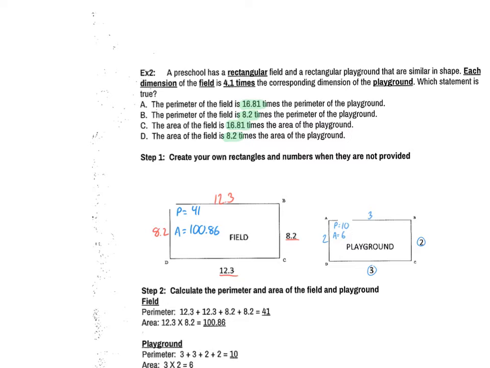So I'm going to take my perimeters, and I'm going to do the 41 divided by 10. When I do that, 41 divided by 10 is 4.1. So that's saying that the perimeter of the field is 4.1 times bigger than the perimeter of the playground. Now I'm going to do the same thing with the area. I'm going to take the 100.86 and divide that by 6. When I do that, I get 16.81. So it's saying that the area of the field is 16.81 times bigger than the area of the playground. That matches answer choice C.